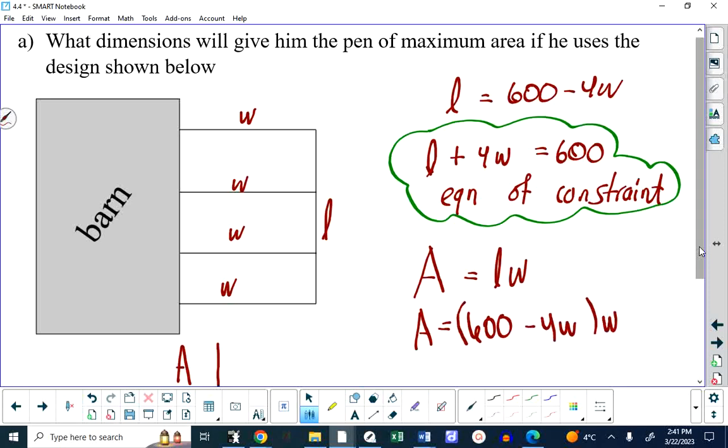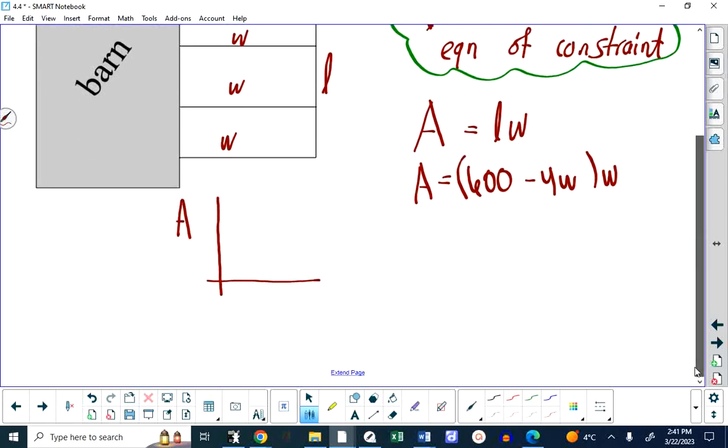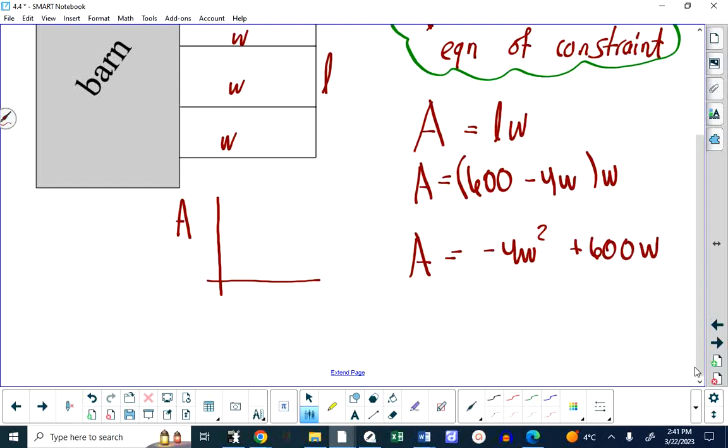The rest of this question is going to take us 2 minutes. Well, don't start timing. I might be off on that. Lucas is going to time me. If I expand this, I get negative 4W squared plus 600W. What we need to do is find dA/dW, so that we can identify the critical values of W, because that's where the area will peak, or valley, but it's going to peak. Well, this is negative 8W plus 600.